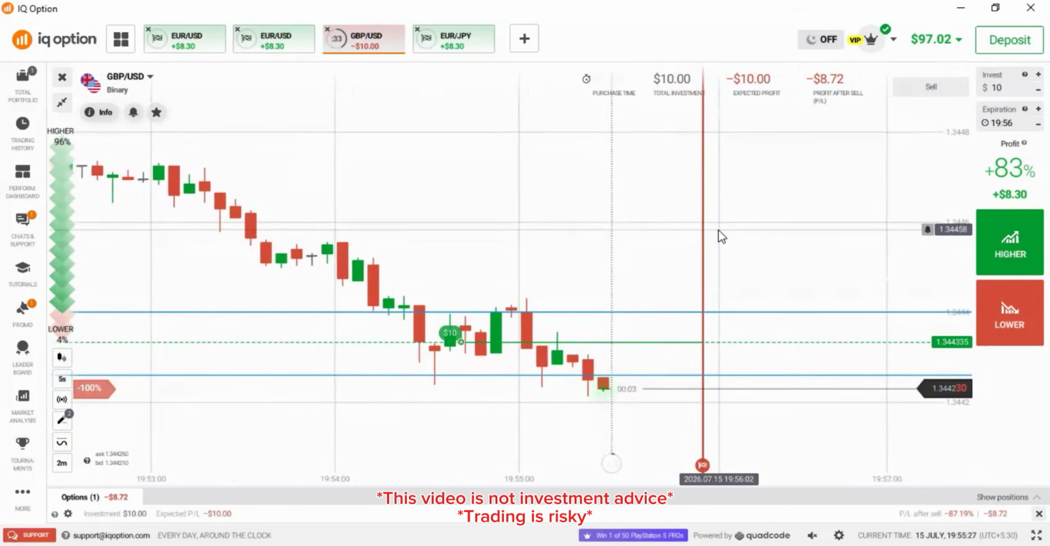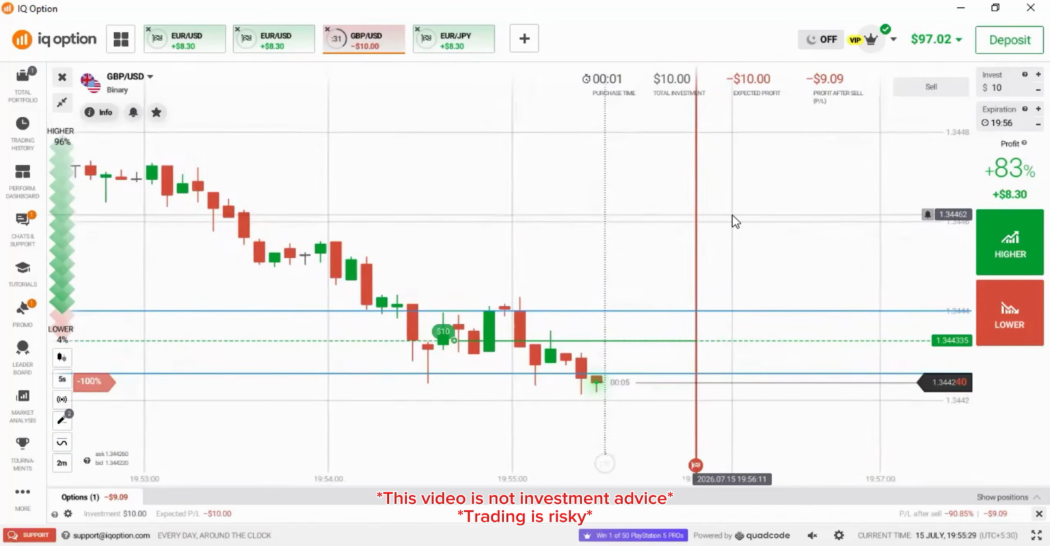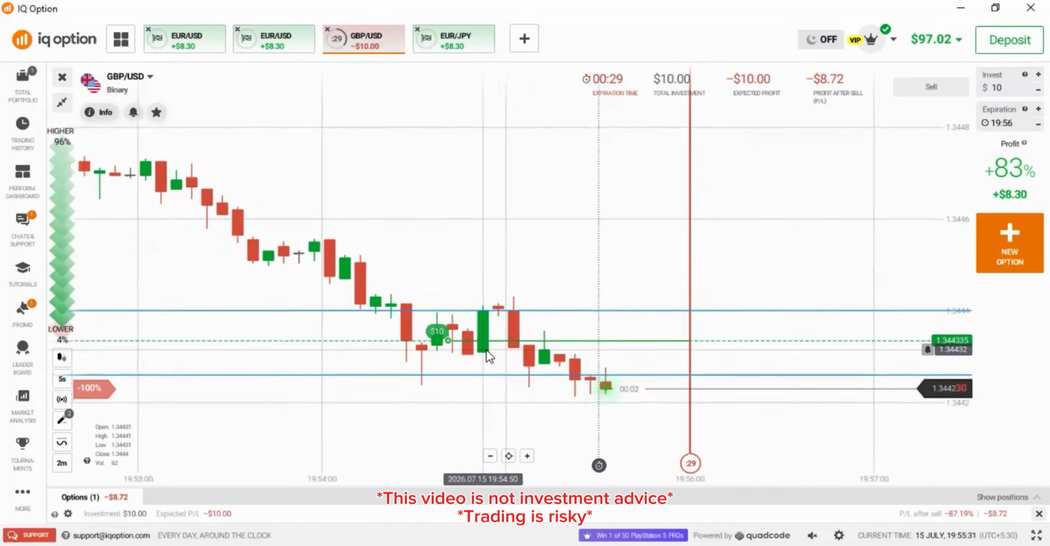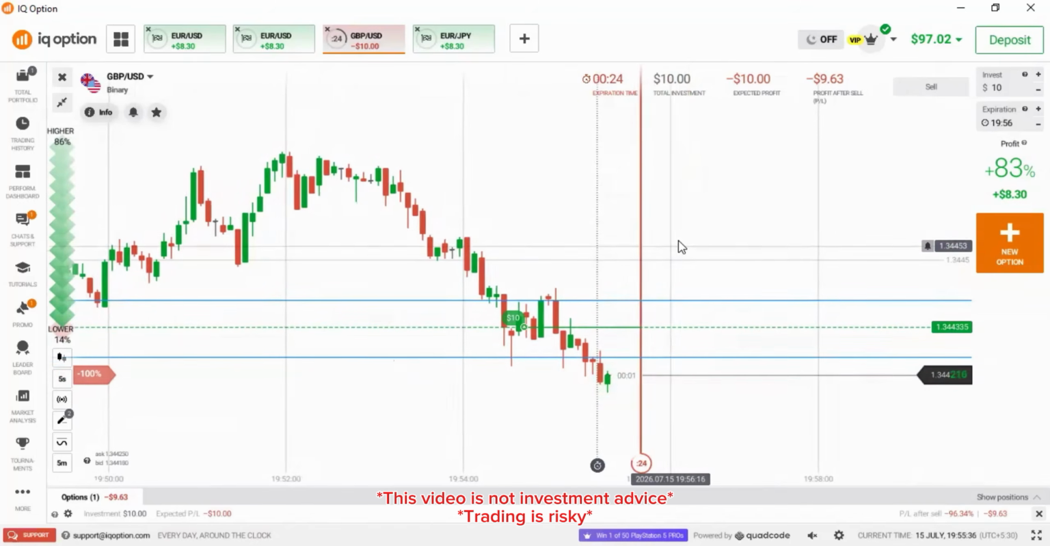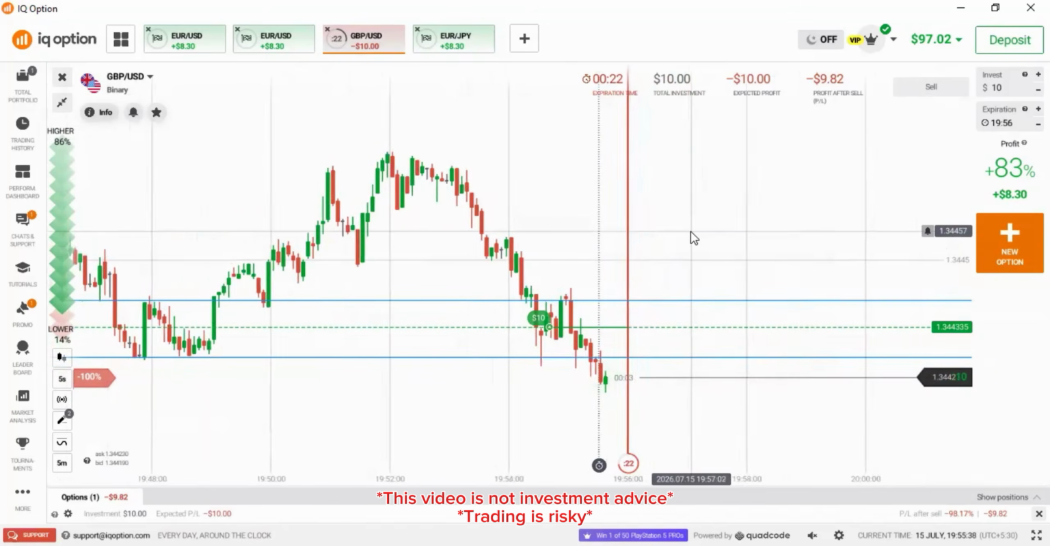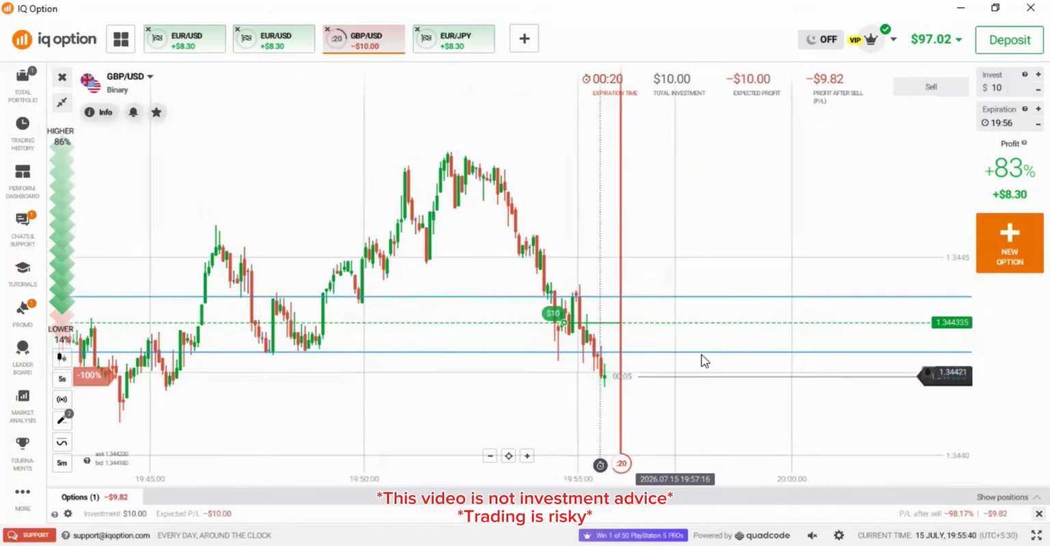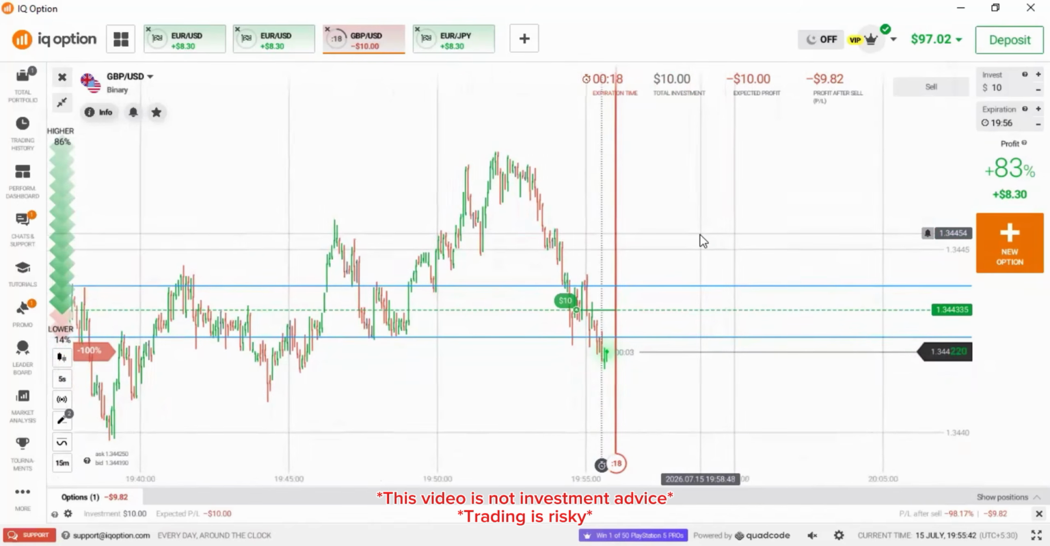Only sellers are entering. So I am seeing a strong buyer center here, but these buyers are not enough, I think, because still I am seeing a seller entry.